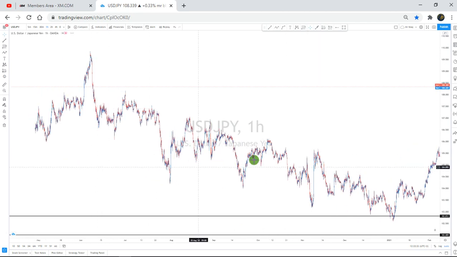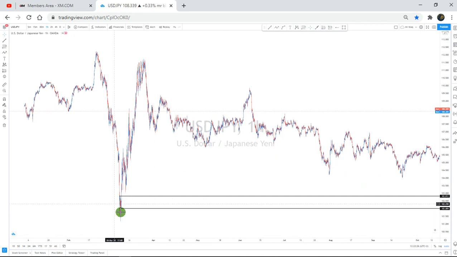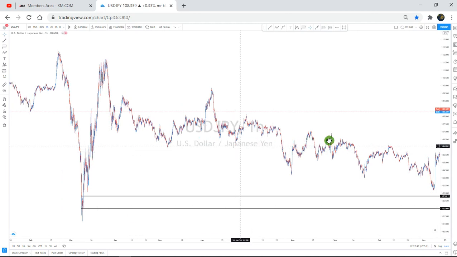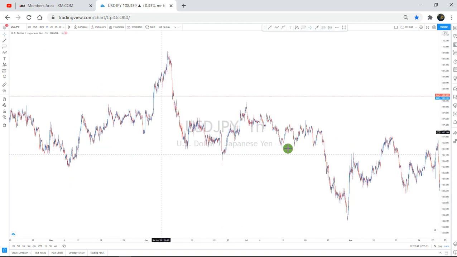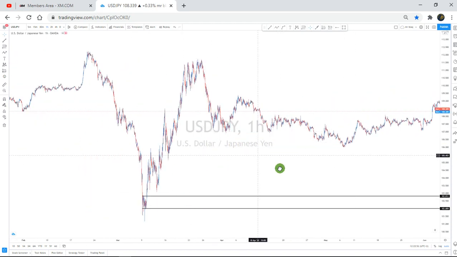Let me go back. As you can see, this was our last low on daily. If you spotted that, even on H1 time frame, you can see this is our last low, which is way too low compared to this one inside. If I zoom out, you will see that we have a base here. A base is some sort of a consolidation.